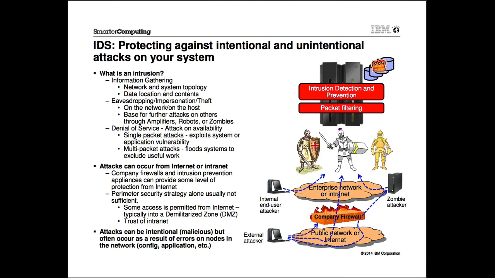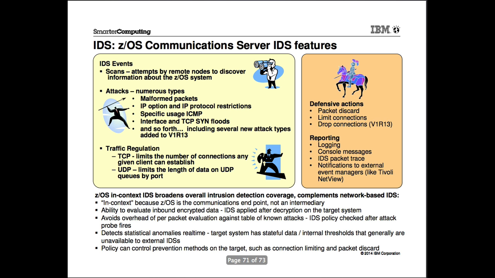Company firewalls are not sure protection from attacks because remember, attacks can also be unintentional. Somebody might be developing something in your company network, have a bug, and flood your network, right? Or you could have insider attack problems. So company firewalls provide some level, but they don't protect from internal attacks. But also, you still have some access from the internet through a DMZ. So remember, attacks can be intentional or they can be as a result of errors.